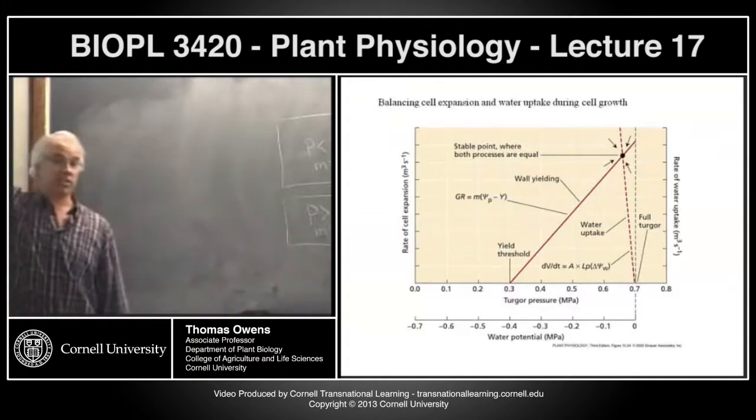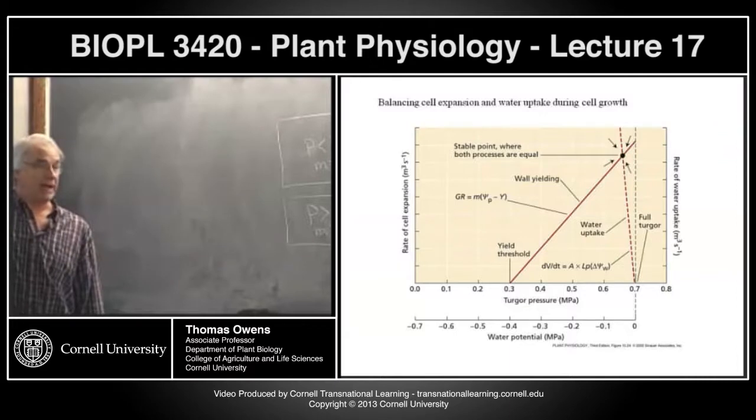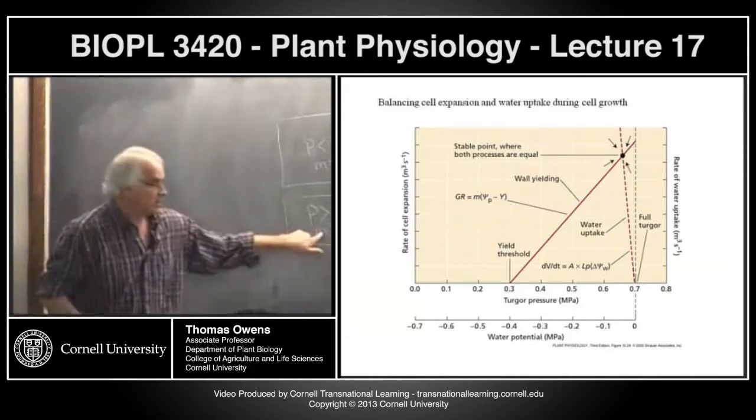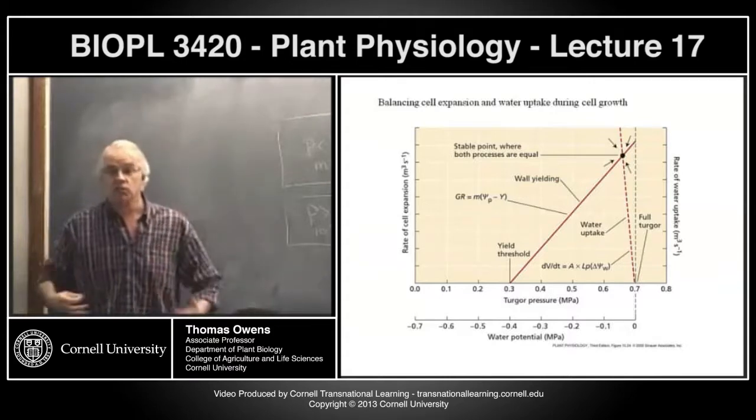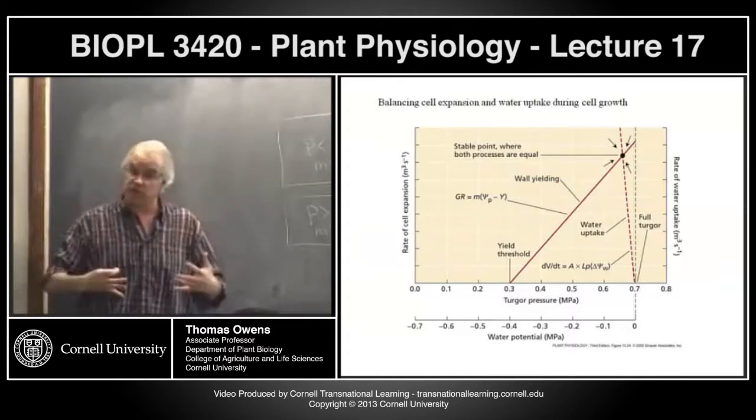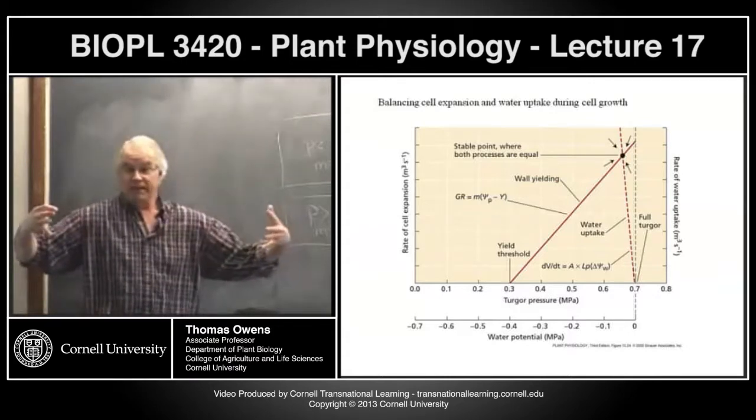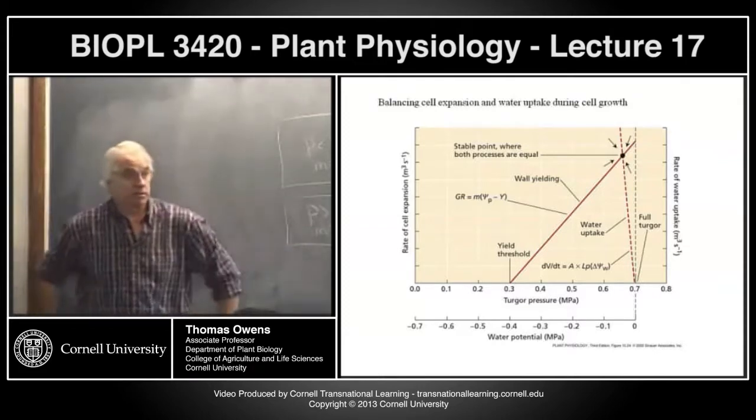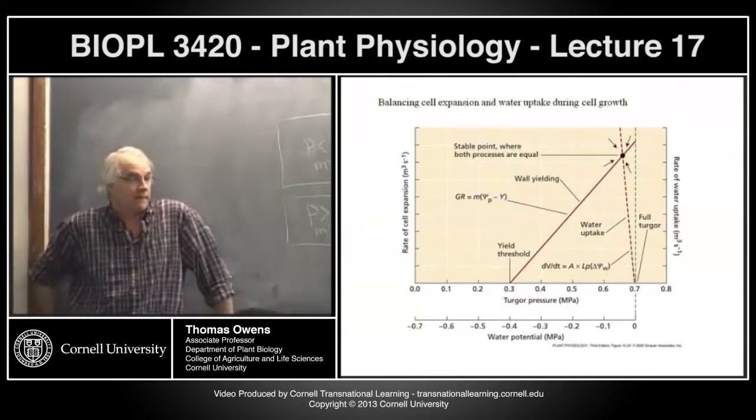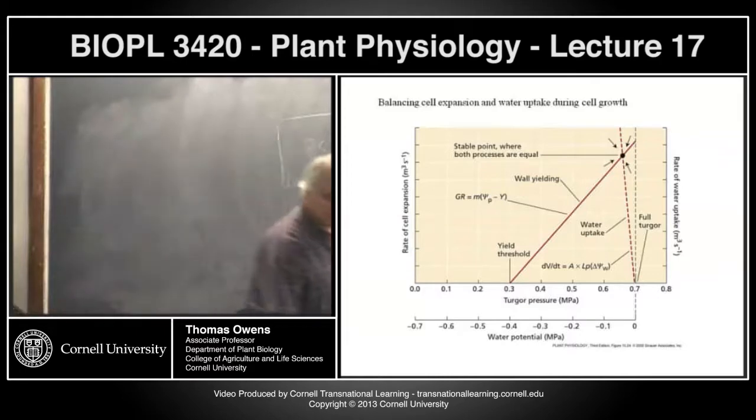We're not changing, when cells are expanding, the permeability of the plasma membrane. We're changing the extent to which the wall can irreversibly expand in response to turgor pressure. What determines m and how does it change? Yeah, good question. So what determines m?